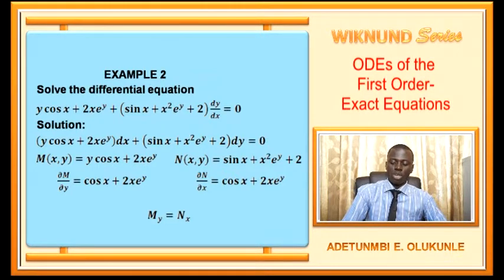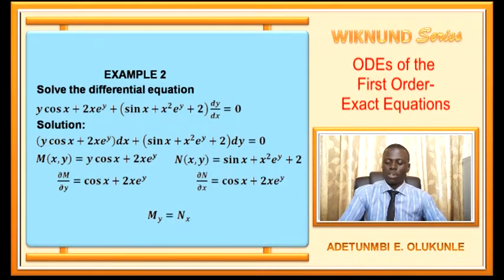That's the first thing we do. Let's differentiate M with respect to y. That's the rule always. If you differentiate y cos x with respect to y, you get cos x. If you differentiate 2x e to the y with respect to y, you get 2x e to the y.